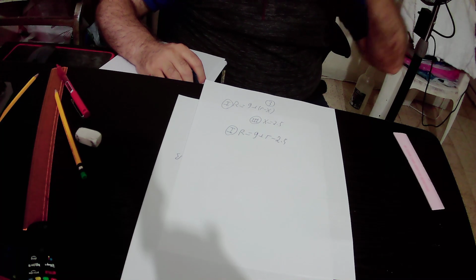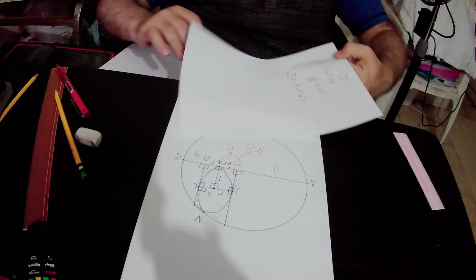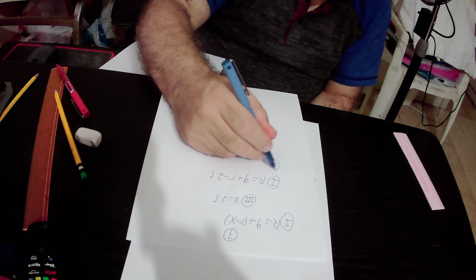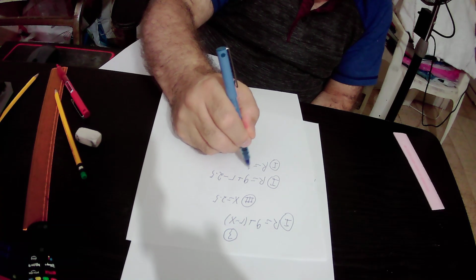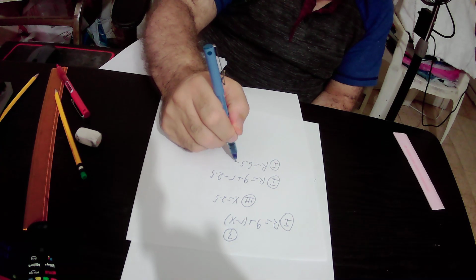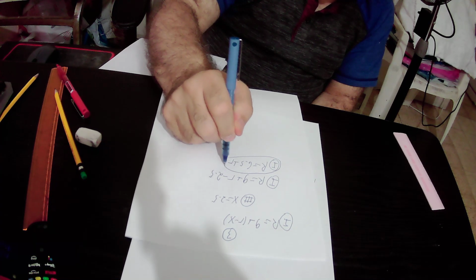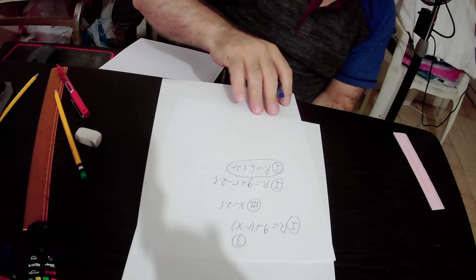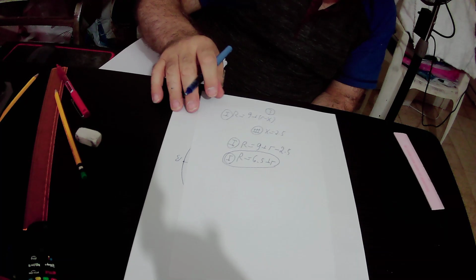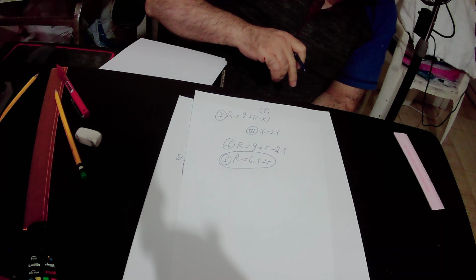9 minus 2.5 equals 6.5. So I write it down that capital R equals 6.5 plus small r. We got equation number 1, which states that capital R, the radius of the big circle, equals 6.5 units plus small r.